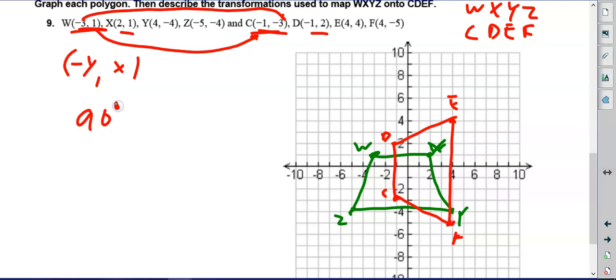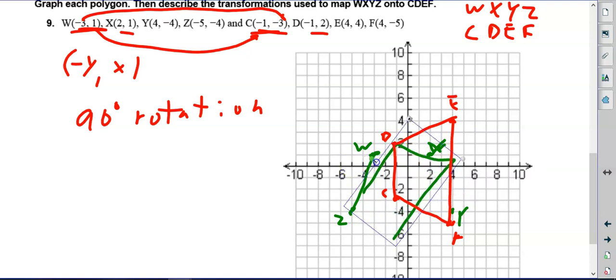So this is a 90-degree rotation. If we rotated this bad boy, well, it's not gonna work. There we were. Like that, it would end up like that. It would be moved over, but you get the general idea. It would move into this like here and be that shape and matches up.